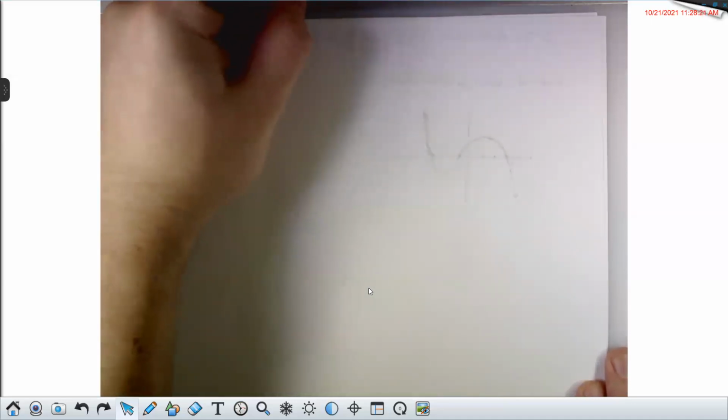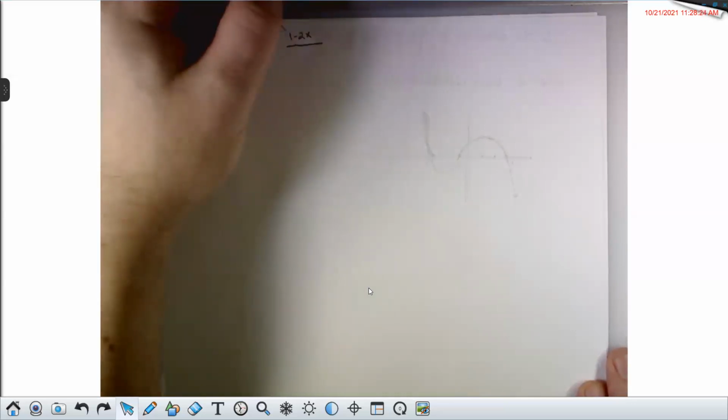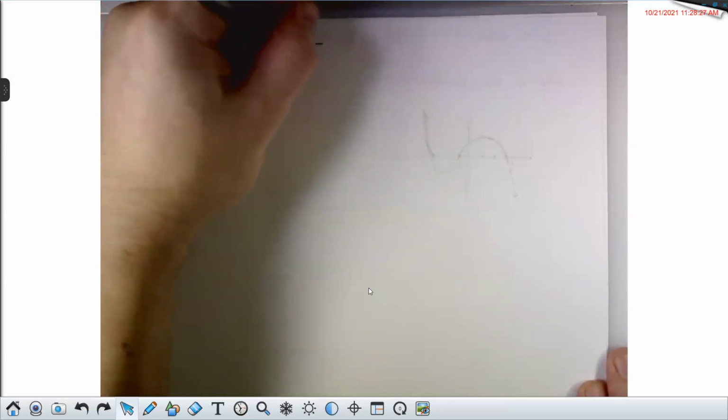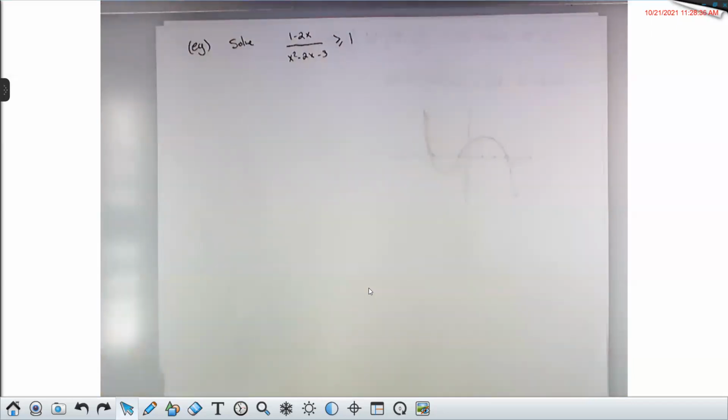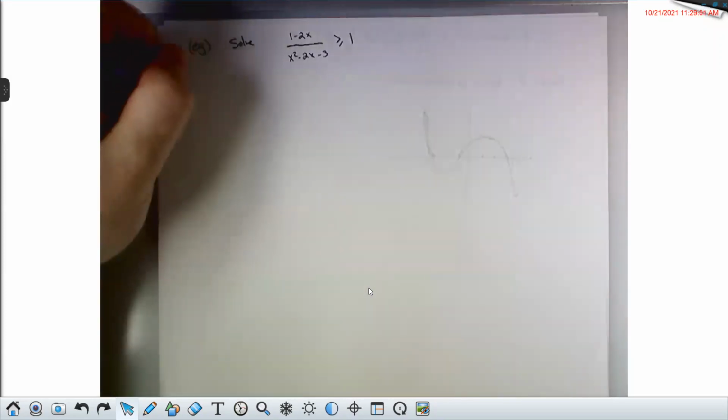Let's solve the inequality (1 minus 2x) over (x squared minus 2x minus 3) is greater than or equal to 1. All right, what would be my first step? Pull everything to one side. Yep, would you subtract the 1? Yes, sir, that's exactly it.